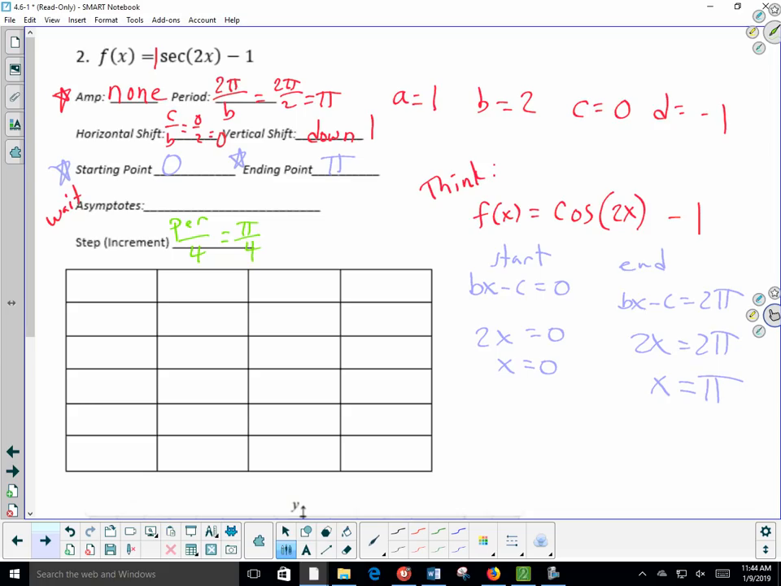So we're going to start with filling in x in the top. That's our column header here. And then we're going to have our starting point of 0. We know our ending point is pi. And what are we really graphing? I want you to graph this guy, or at least fill up your table with the graph information for cosine instead of secant. So we want to have this column header here be cosine of 2x.